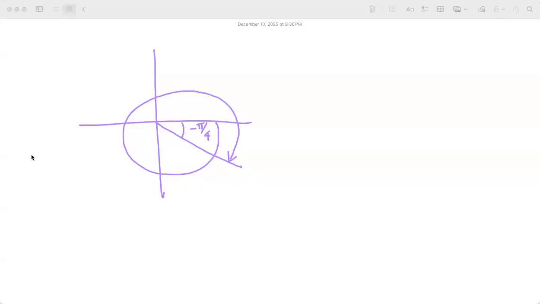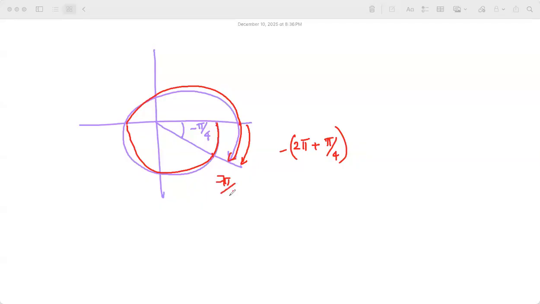Am I making sense here? This is pi. This is 2 pi. 2 pi gets added with a pi by 4, but in the negative direction, right? 2 pi plus pi by 4 in the negative direction. So what is this? So the entire angle becomes minus 7 pi by 4. Make sense?